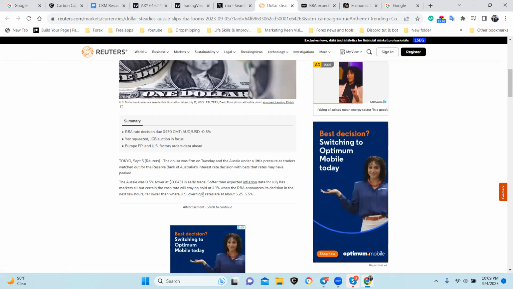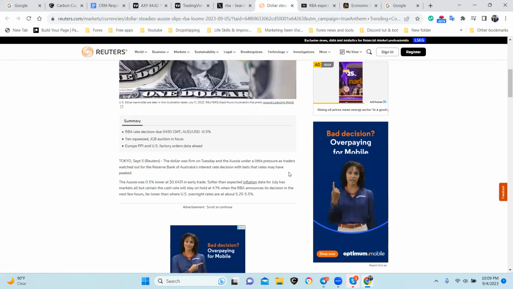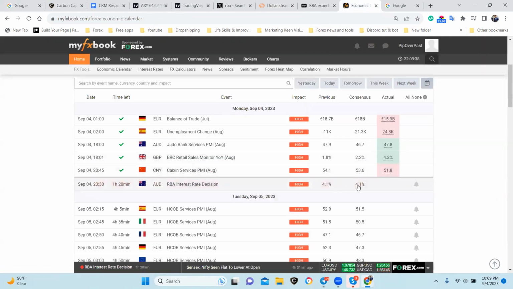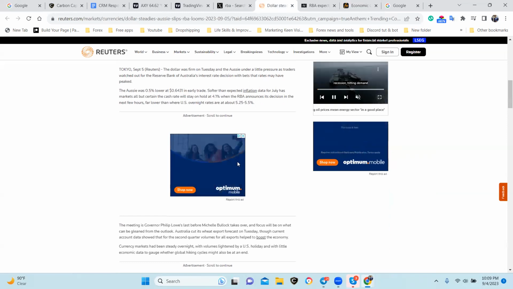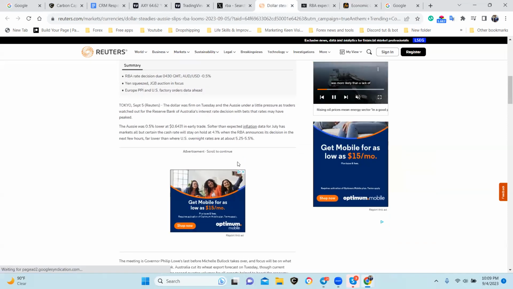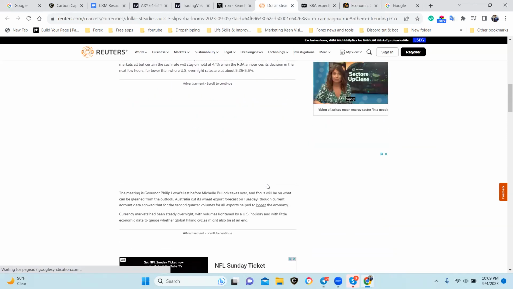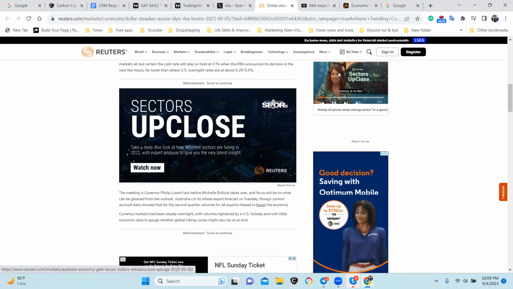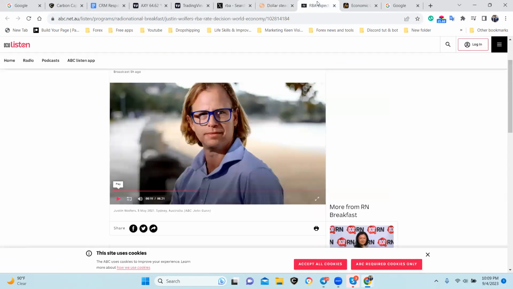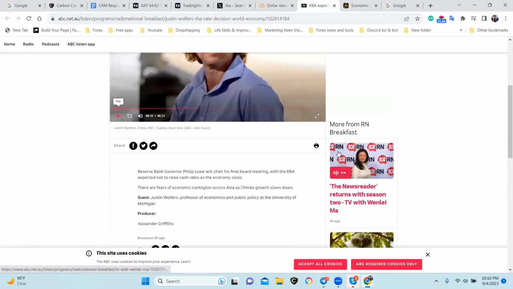Softer than expected inflation data for July has markets all but certain the cash rate will stay at 4.1. So we're not expecting any hike. We all see that in the consensus. They're looking for the rates to stay the same, which all in all will be bearish for the Australian dollar. So if they do stay the same, we should see a nice little volatile move to the downside once we have this actual data released.